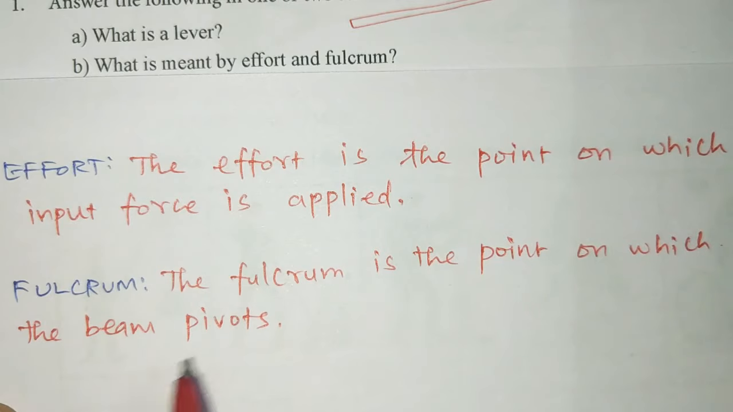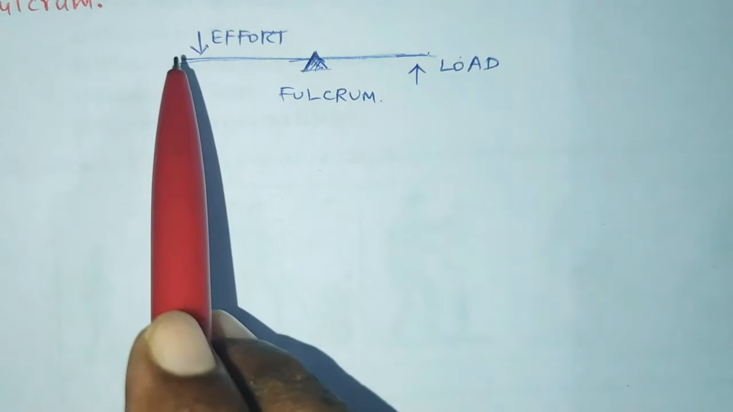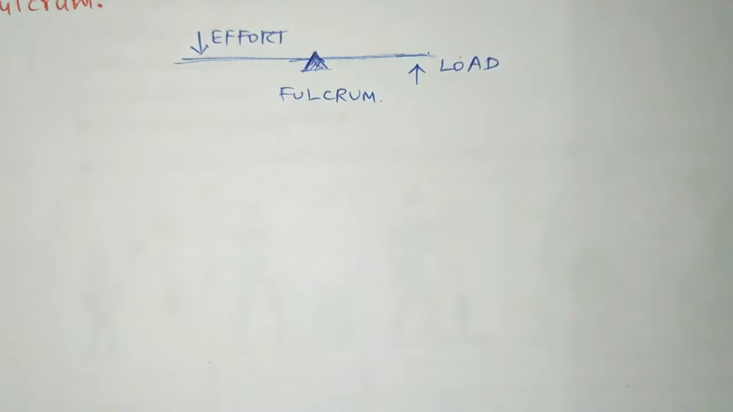Fulcrum is the pivot point. The fulcrum is a point on which the beam pivots. This is the effort point. This is the fulcrum point.